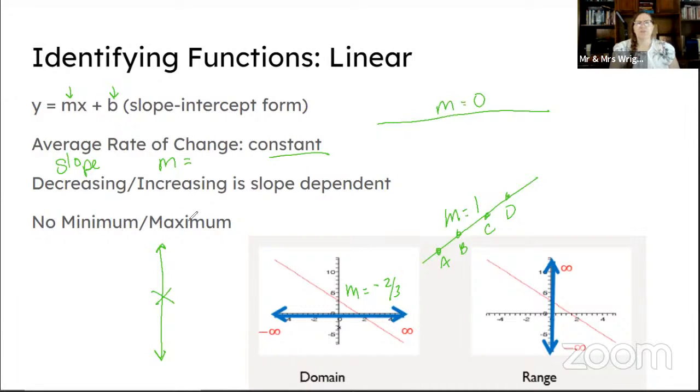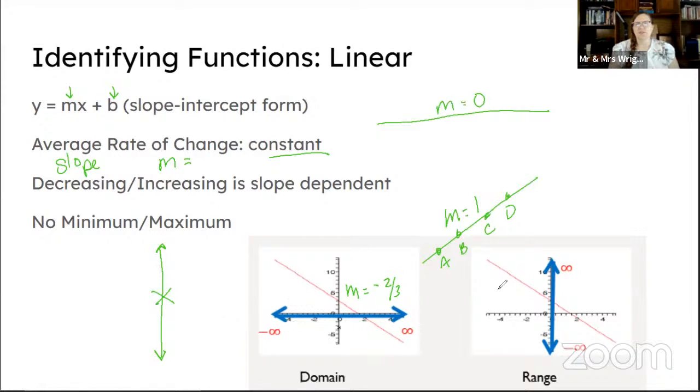Lines have no minimum and no maximum. So when we were studying parabolas, we saw the vertex was the minimum or the maximum. We do not have those in linear functions. There's no minimum and no maximum.